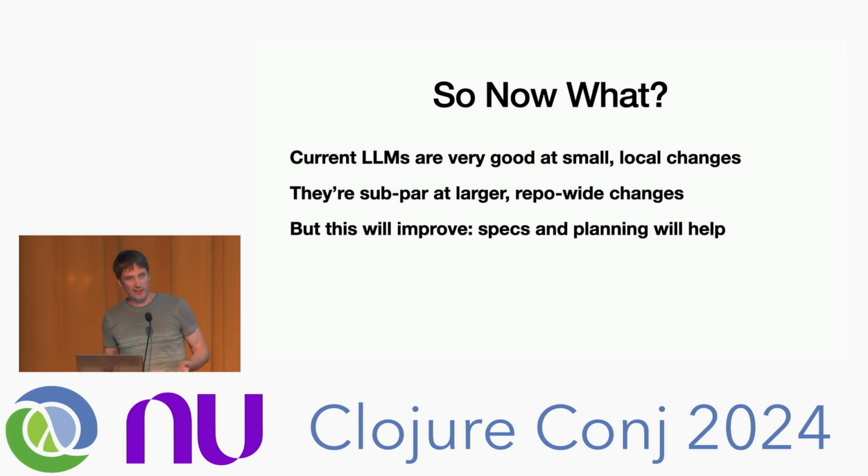So where do I think this is going from here? Current LLMs are actually getting pretty good at small local changes. They're not perfect, you still have to iterate a lot, and part of the art of using these things is recognizing when the thing is just getting stuck in a loop, and you just have to give up and do it yourself, and then you can continue from there. But for small local changes, like change this function to do this thing, or change this file in this way, they're getting pretty good at those now. They're still pretty subpar at larger repo-wide changes, and I think where this is going is having better specs and planning around these things.